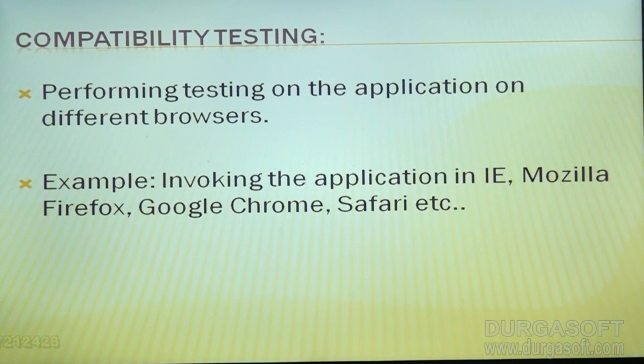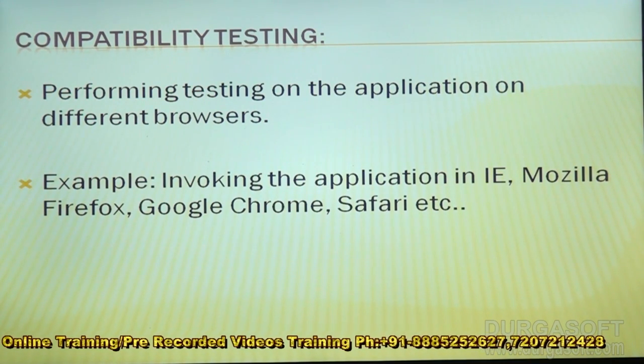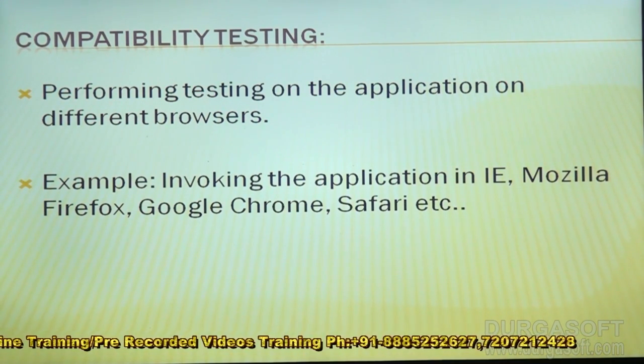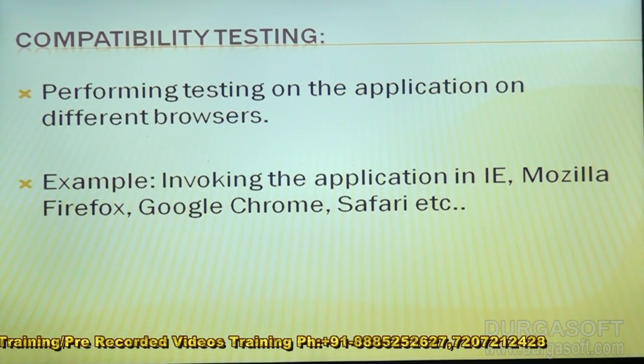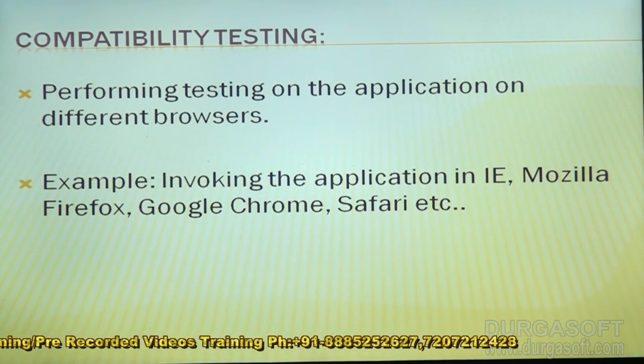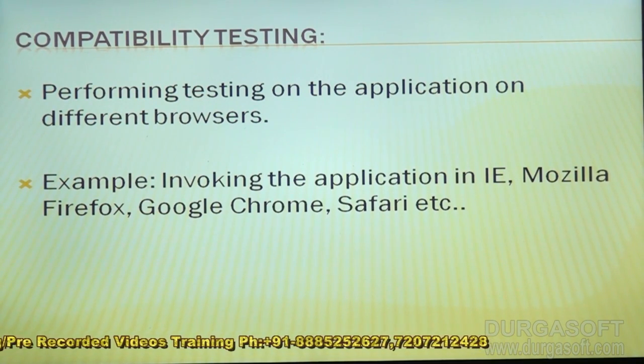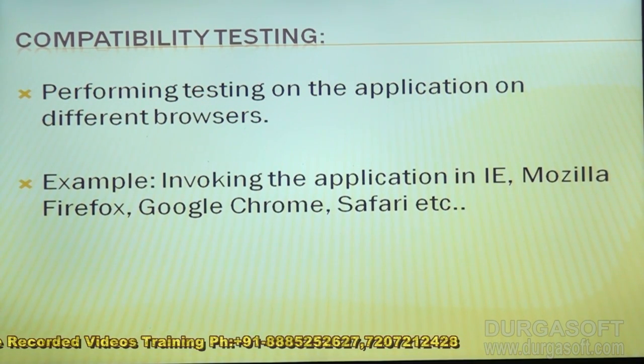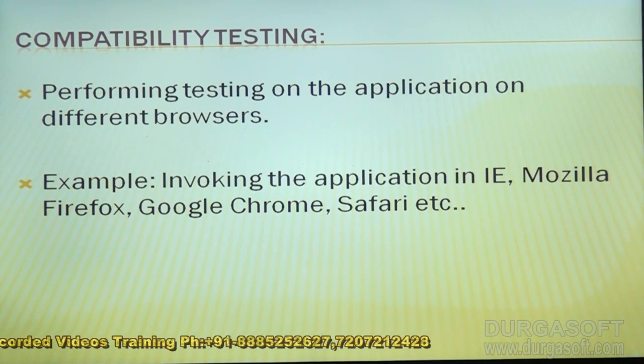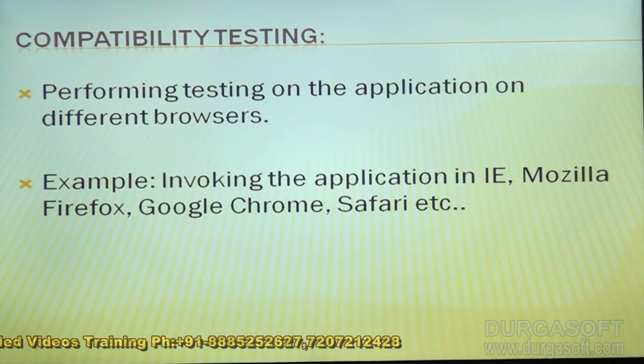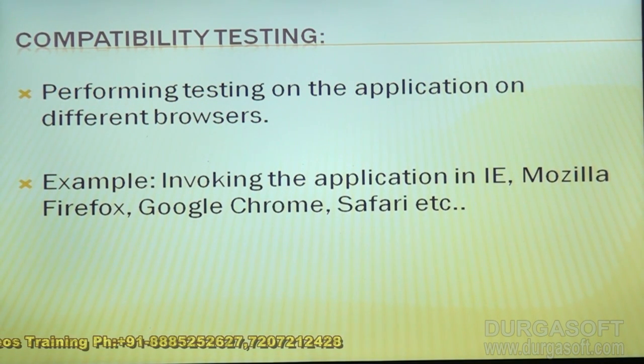So performing testing on the application on different browsers is called compatibility testing. So over here we are going to test the application on different browsers. That is something called as compatibility testing. So we will be testing on different browsers, say Internet Explorer browser, Chrome browser, Opera browser, Safari browser, or let us go with a mobile application. Say I would like to go and test the application in the mobile. So I will be working on different devices or the simulators like BlackBerry, Windows, Android.